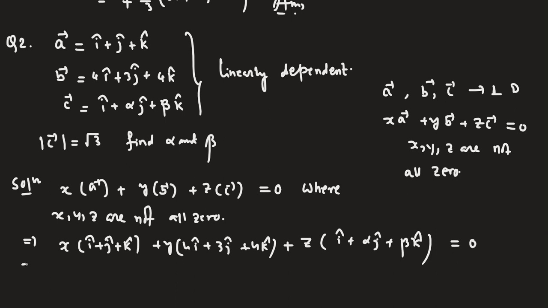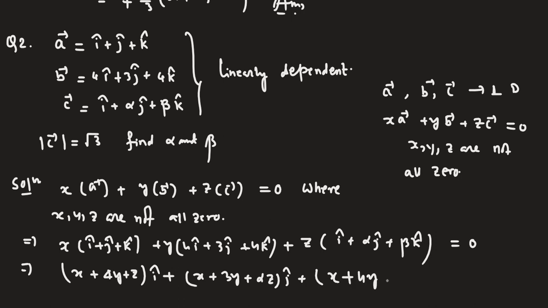So now we separate the coefficients of i, j and k. Here we get x plus 4y plus z as the coefficient of i. Then we have x plus 3y plus alpha times z as the coefficient of j. For k, the coefficient is x plus 4y plus z beta.